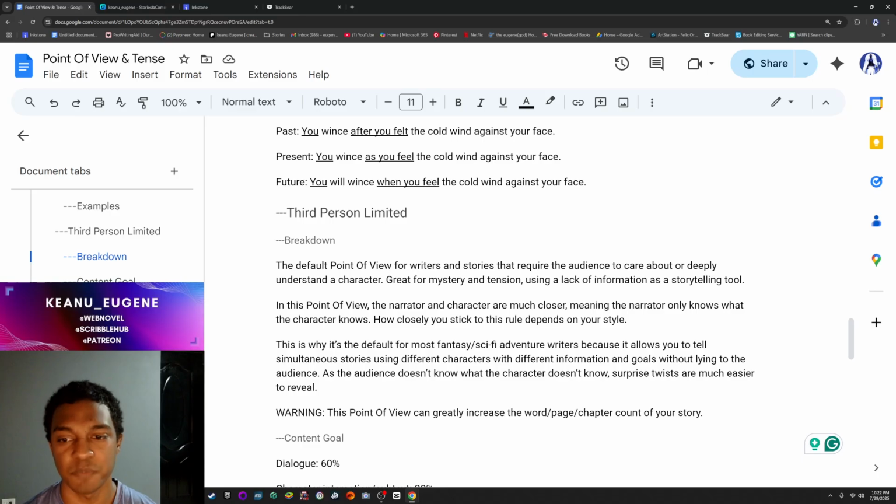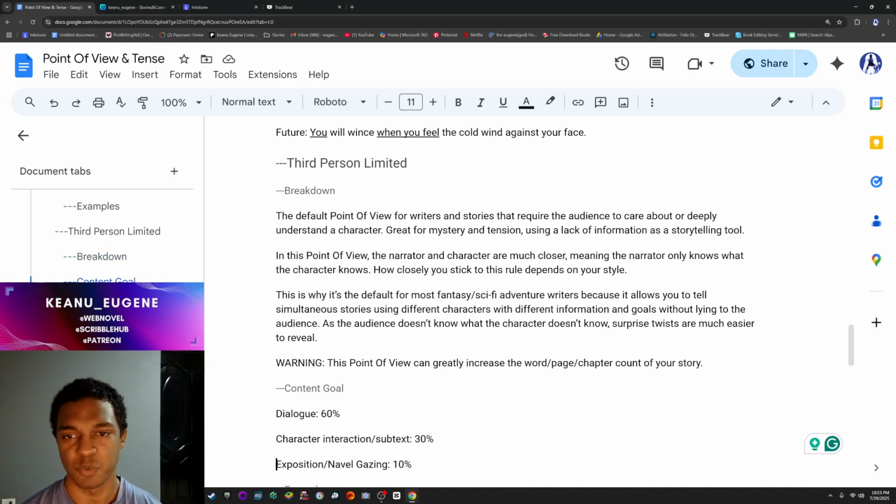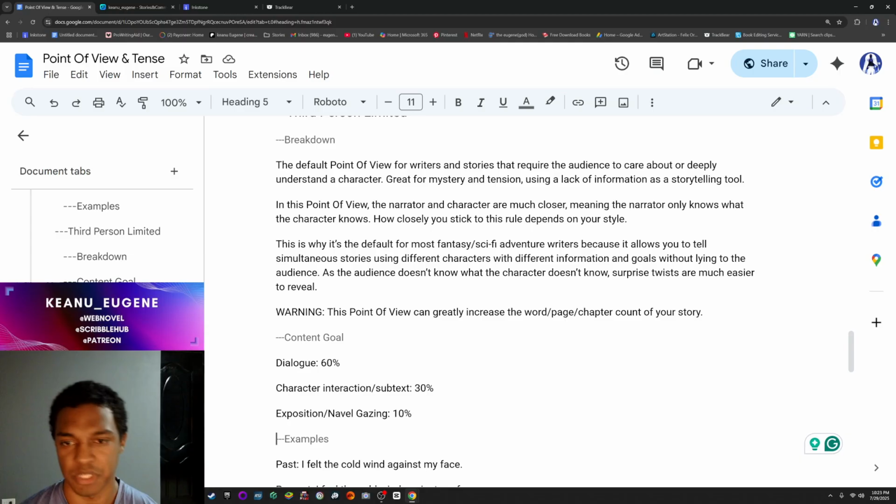In this point of view, the narrator and character are much closer, meaning the narrator only knows what the character knows. How closely you stick to this rule depends on your style. There is some room to flex this depending on how you write, but it's generally accepted that the narrator only knows what the character knows. So that's just a safe way to play it. But some writers break rules and it works for them, so you might be the exception.